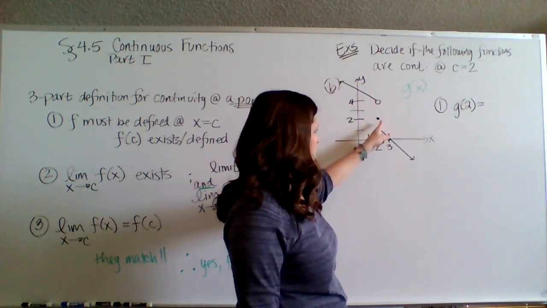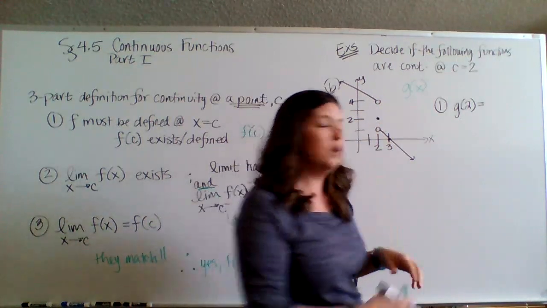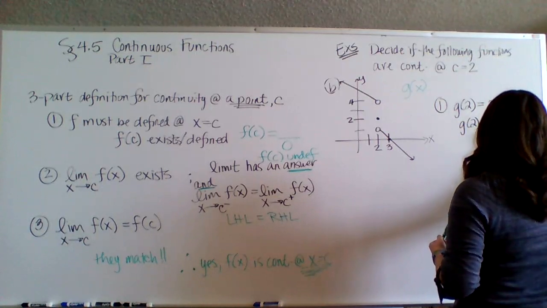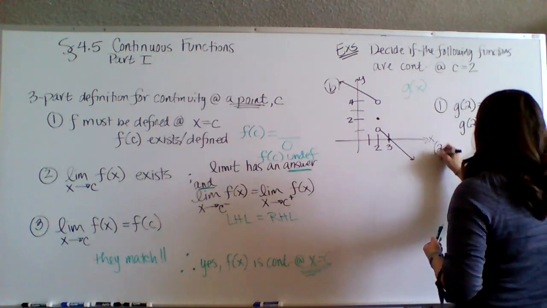The dot we hit is a closed dot. We're not hitting the open dots. So g of 2 equals 2. So g of 2 exists, or g of 2 is defined. So part 1 is met.